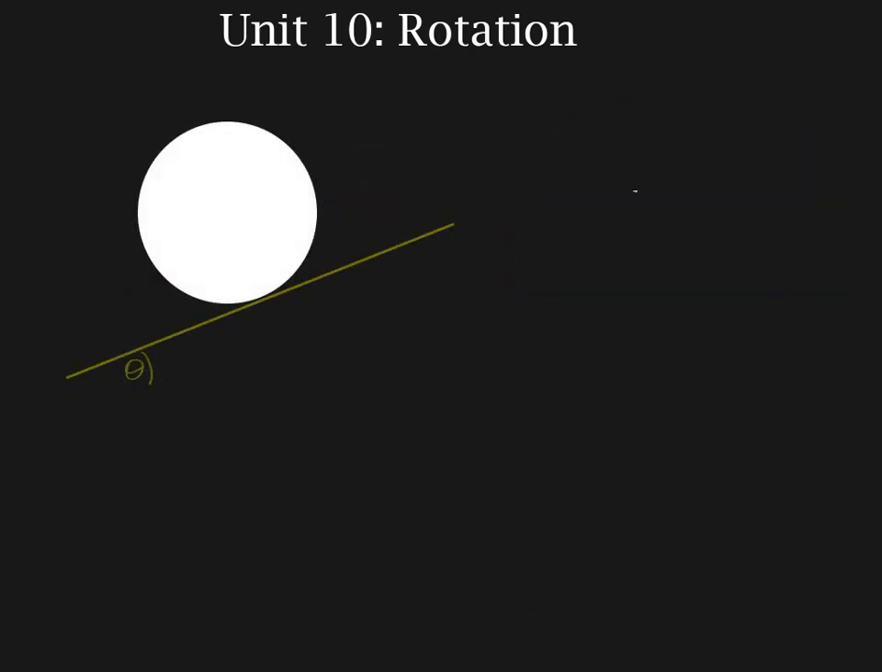Okay, so the first thing that I want to do in this problem is to just review a couple of things about rolling without slipping. And I'm not going to spend a lot of time on this. We did it rather extensively last year, so this is just meant to be a review of the most salient points associated with rolling without slipping. And so we have some no slip conditions.